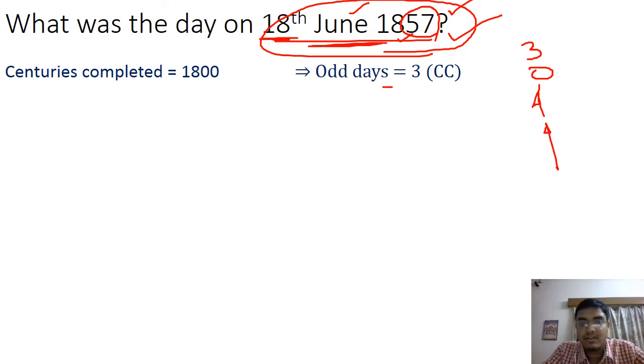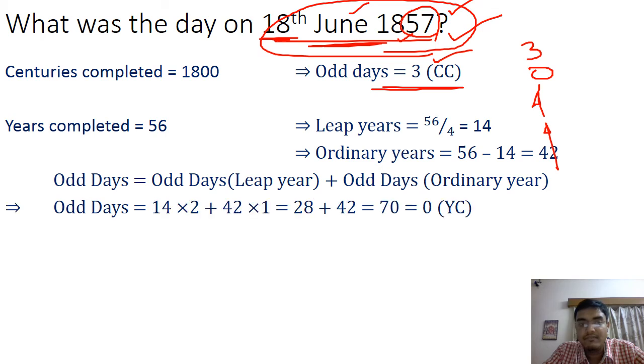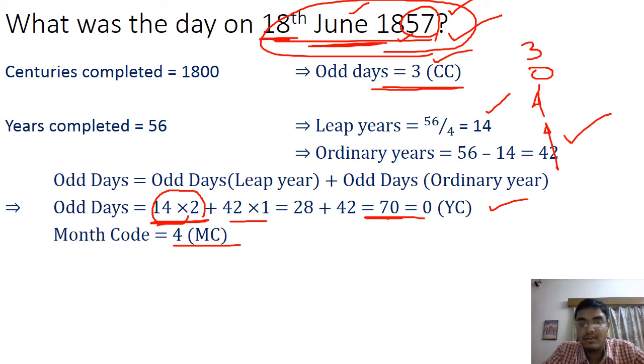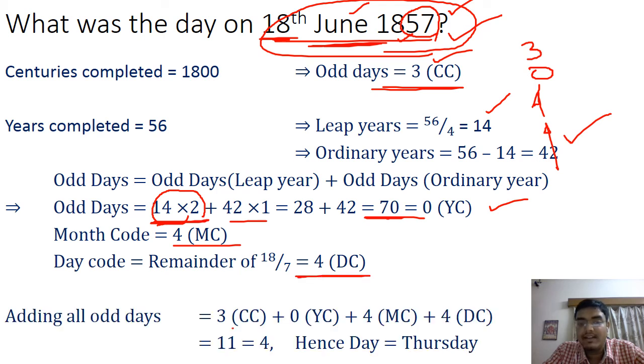So we have calculated our odd days for century, that is 3. We have calculated our odd days for year. So 14 leap years, 42 ordinary years, 14 into 2 because leap year gives 2 odd days. So 28 from here and 42. So we get 70 odd days. So 0 code. Then we have month code as 4 and we get our day code also as 4. Adding all these, what we get? 11. Now again, because 11 is more than 7, we'll find the remainder. So remainder is 4 and hence that day was Thursday.